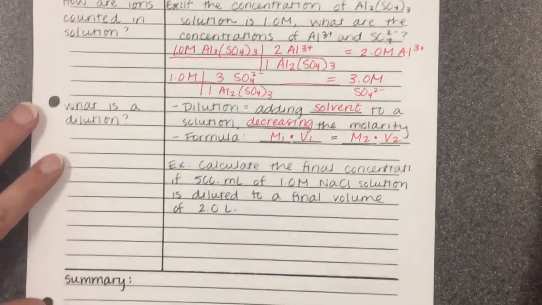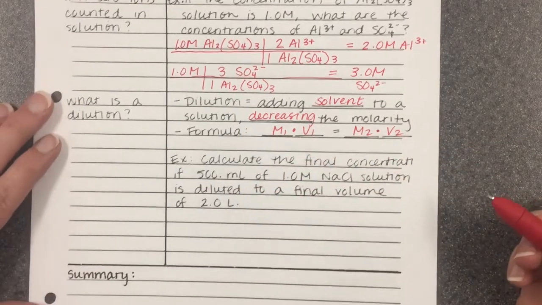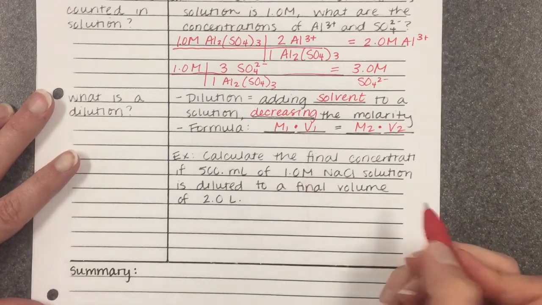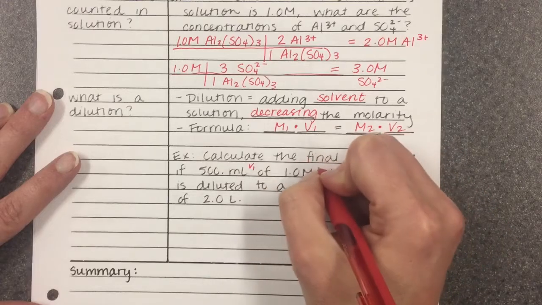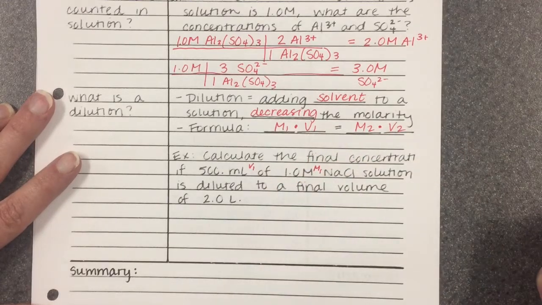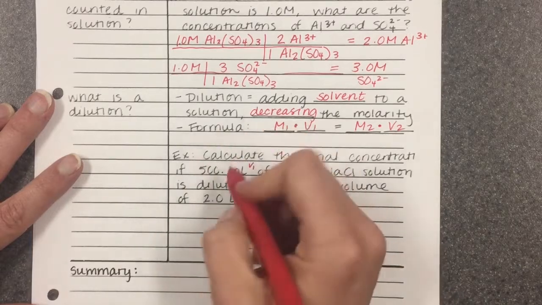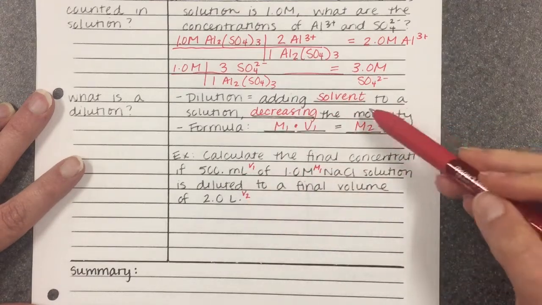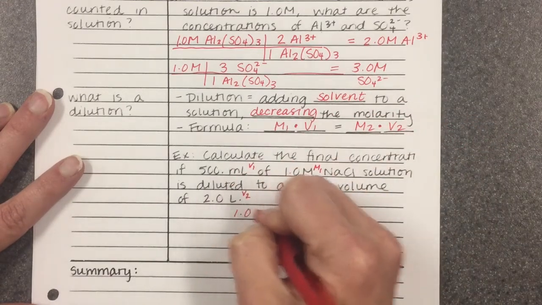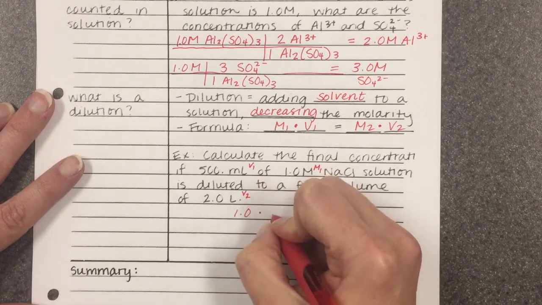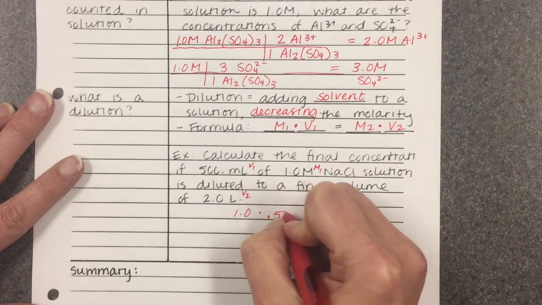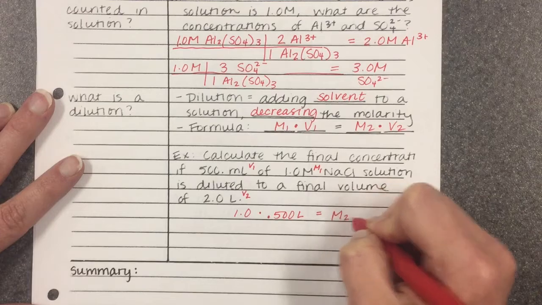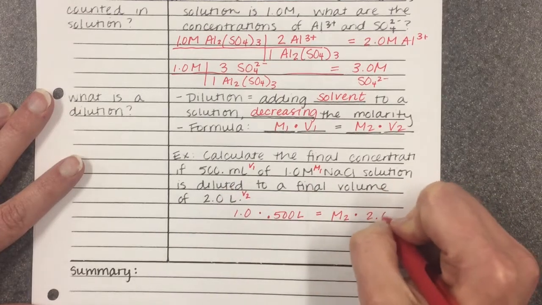So really these are just plug and chug problems. If this is my example right here, let's say that I have that 500 milliliter solution. It's got a concentration of 1 molar. This is my V1 and this is my M1. Now we dilute it and it ends up having a final volume, so this is V2, of 2 liters. All I do is plug that into this equation. So I have 1.0 molar times 0.500 liters equals, we don't know the ending molarity, but we do know the ending volume is 2.0.